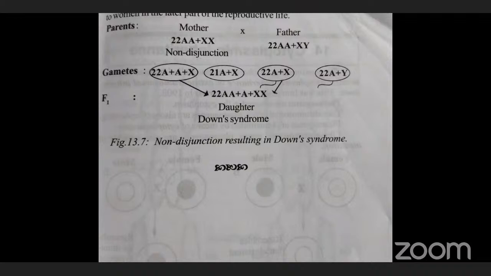Clear? I already explained the characters of Down syndrome, also called Mongolism. The nose is oblique, the ears are malformed, the mouth is constantly open, they are mentally retarded, and the neck is short and broad. Those are the important characters of Down syndrome.